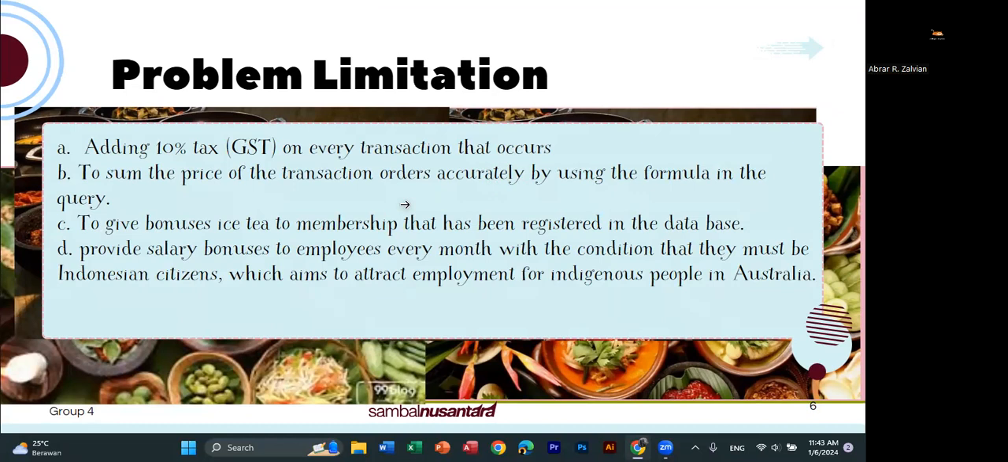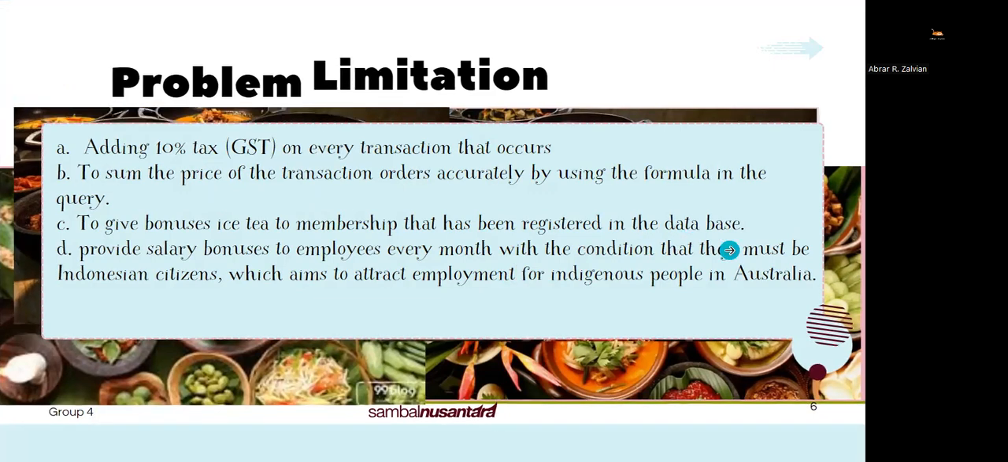The problem limitations are: A, adding 10% GST tax on every transaction that occurs. B, to sum the price of the transaction orders accurately by using a formula in the query. C, to give bonus iced tea to members who have been registered in the database. And D, provide salary bonuses to employees every month with the condition that they must be Indonesian citizens, which aims to attract employment for indigenous people in Australia. Okay, next slide.